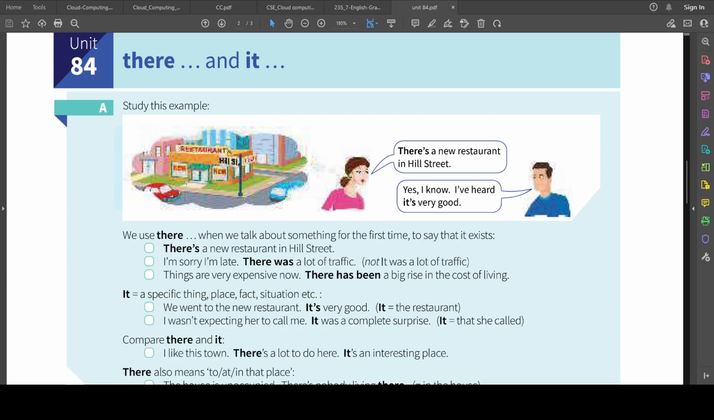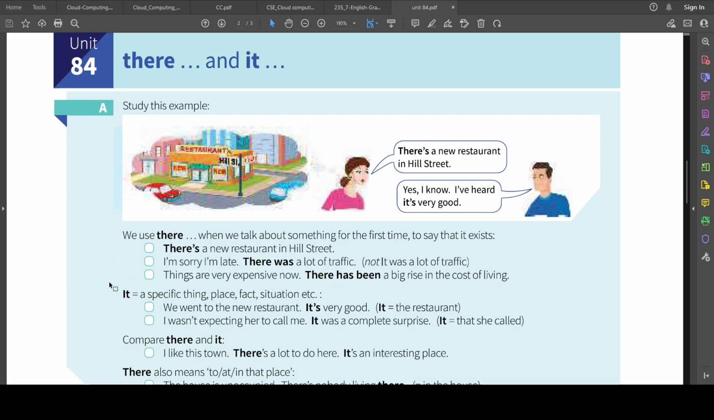So today we're going to try to explain the difference between them, and in which context we can use each. So let's start. We use there when we're talking about something for the first time to say that it exists. For example, there's a new restaurant in Hill Street. I'm sorry I'm late. There was a lot of traffic. No, it was a lot of traffic. Things are very expensive now. There has been a big rise in the cost of living.